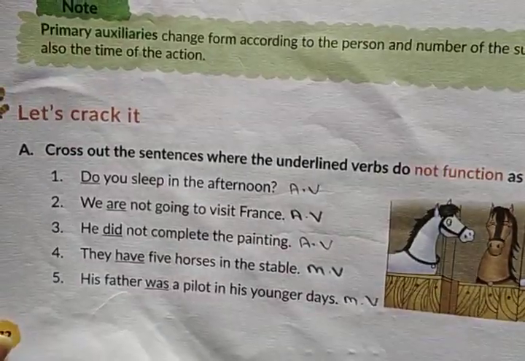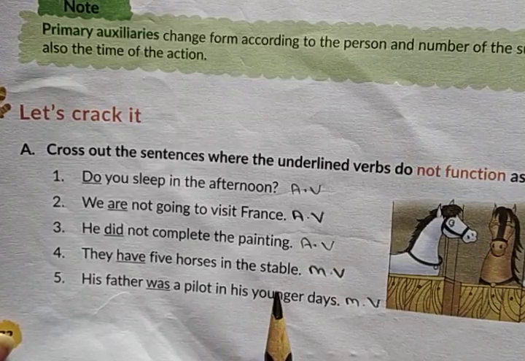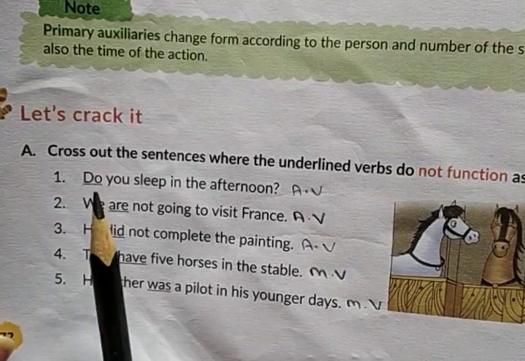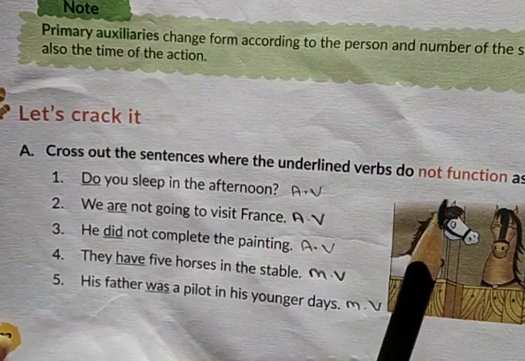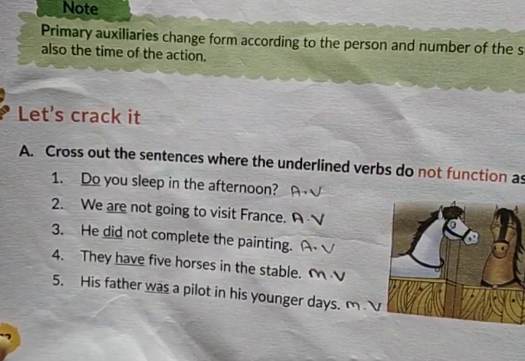Now based on the above explanation, students, we are going to do this exercise. Cross out the sentences where the underlined verbs do not function as auxiliary verbs.